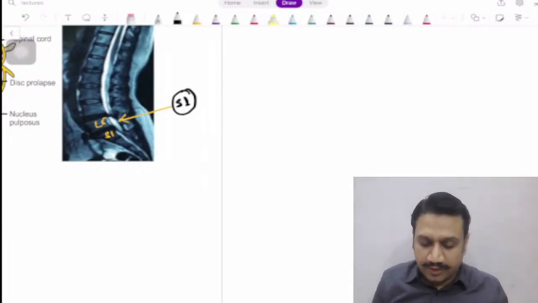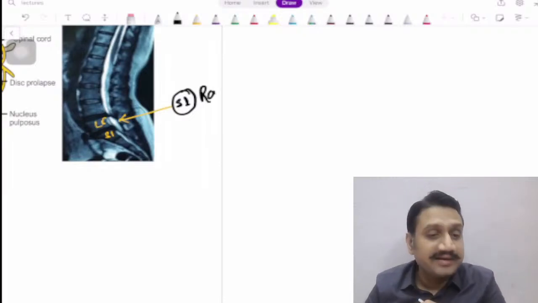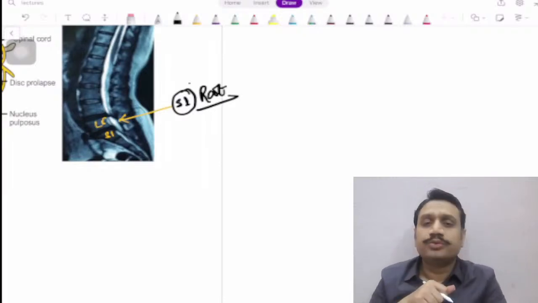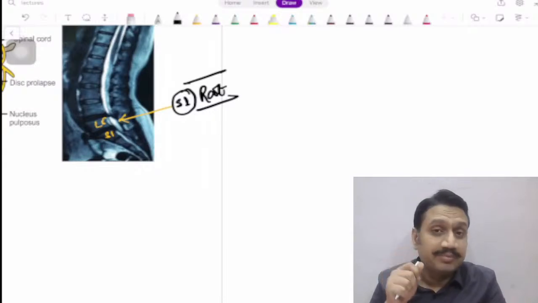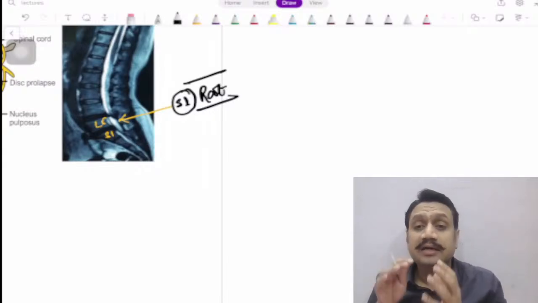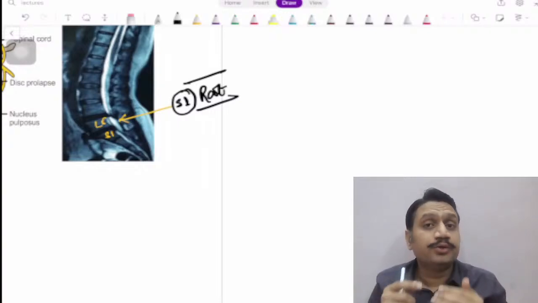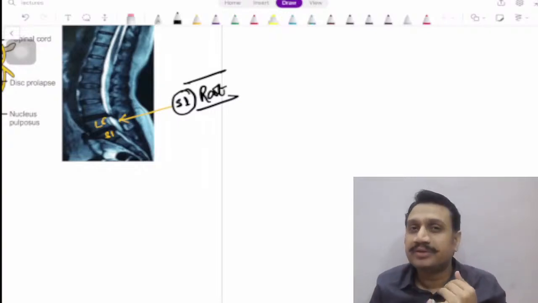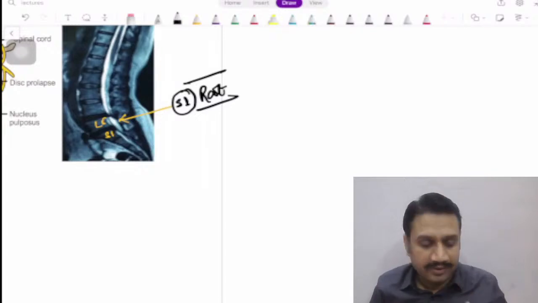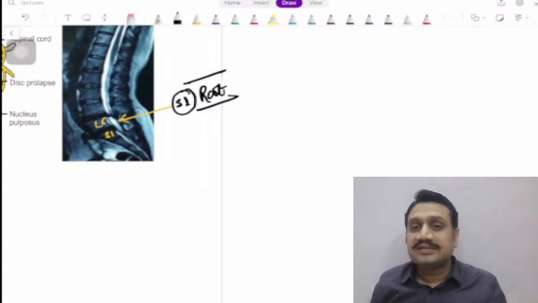Okay, so the S1 root is the one which is going to get compressed most commonly between L5 and S1. When it is compressed, it is going to present as numbness, as tingling going through the back of the thigh. So here you are expected to remember the dermatomal levels, right? You are expected to remember what is getting supplied by which nerve.